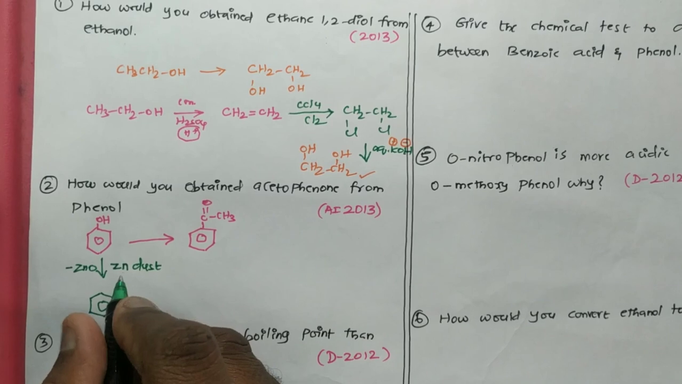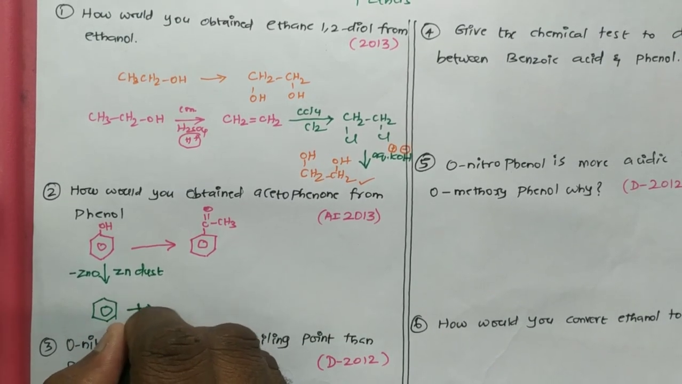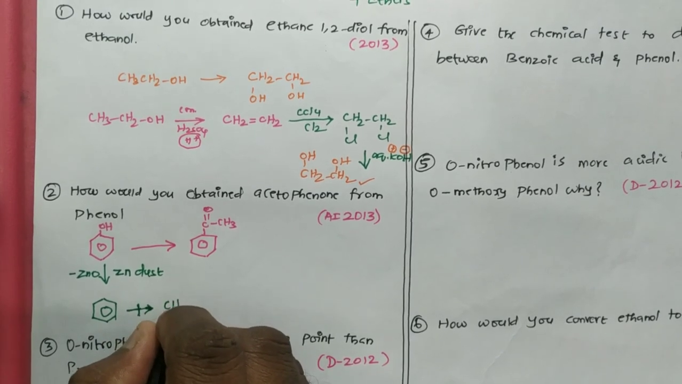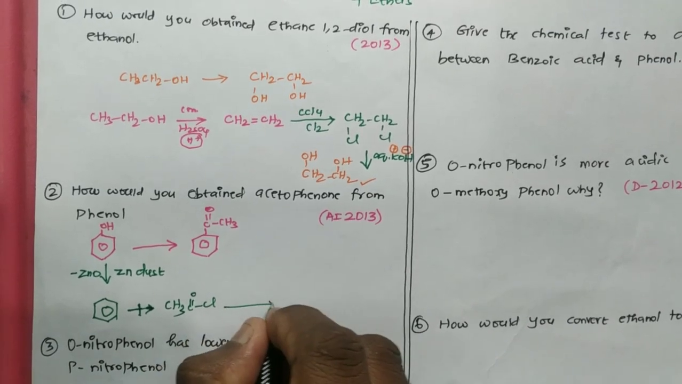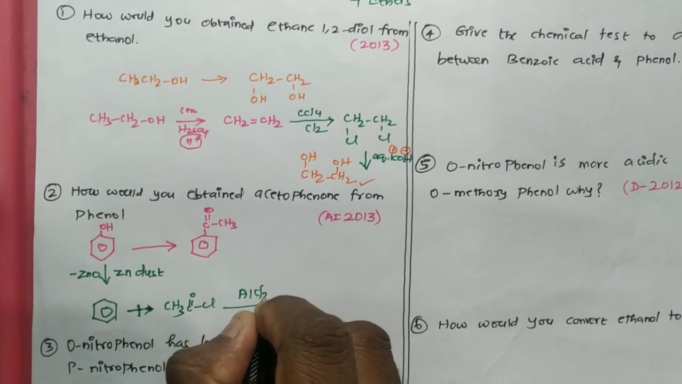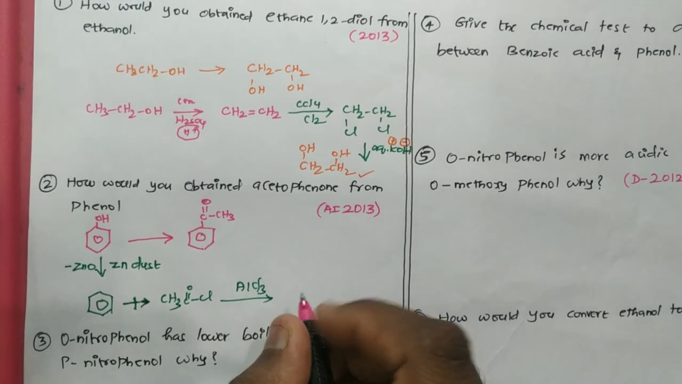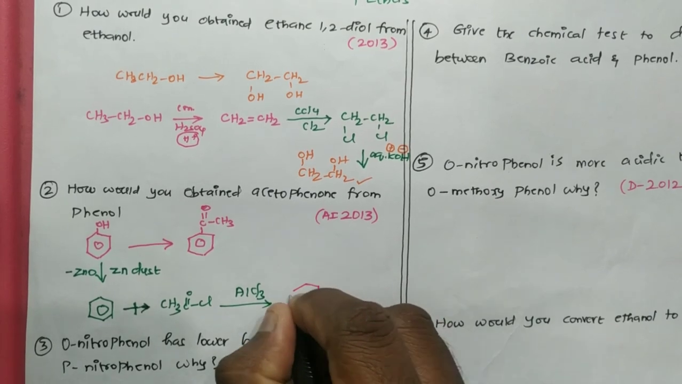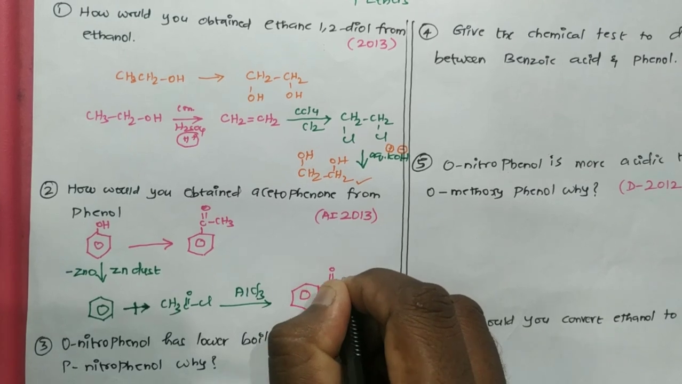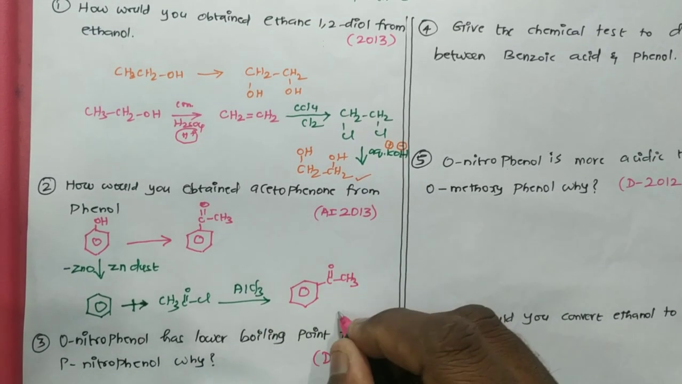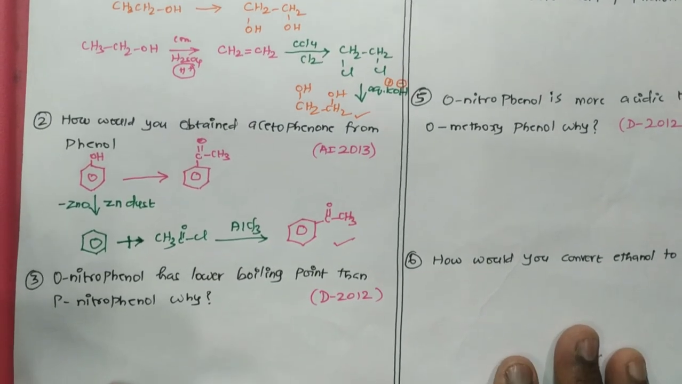Now the benzene is reacting with what kind of reactant? Benzene will be reacting with CH3COCl in presence of AlCl3. In this acylation reaction, I will be getting a product like this, that is C double bond O, CH3 attached to the benzene ring. This is nothing but our acetophenone. Are you able to understand, students? It's nothing but an acetylation reaction.